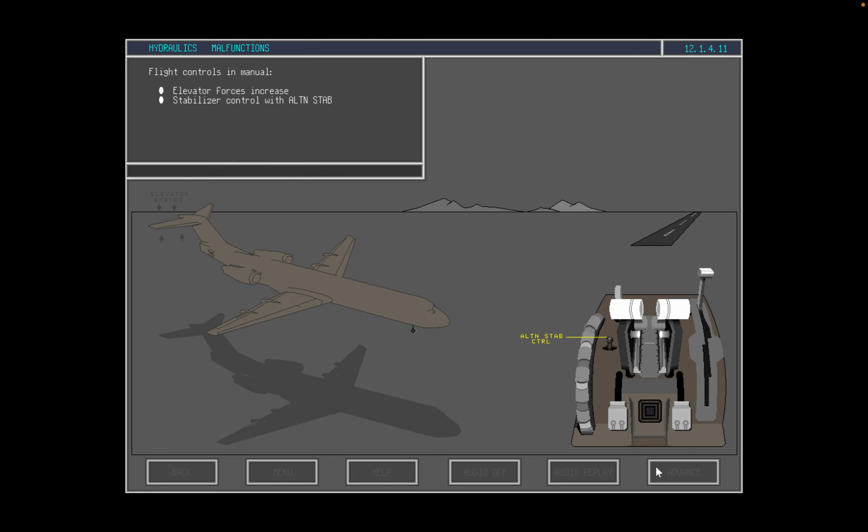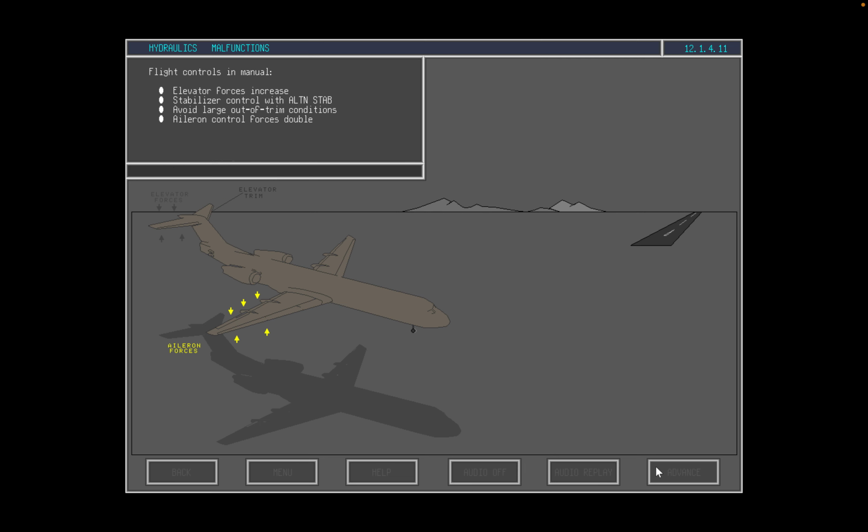Stabilizer control is possible with the alternate stabilizer control on the pedestal. Slow stabilizer response should be anticipated, and large out-of-trim conditions should be avoided. Aileron control forces are approximately doubled in manual control. Turn coordination and yaw damper are not available. Reduced rudder control, requiring high pedal forces, is available at landing speed, and crosswind should be restricted to 10 knots.